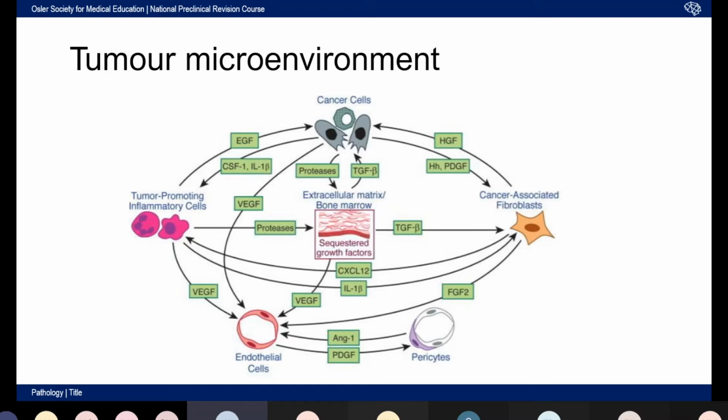So if you note in the center, there are sequestered growth factors in the extracellular matrix that the cancer can access. So an example of how they could access them is if the cancer releases proteases that would break down the extracellular matrix, thereby releasing the growth factors, enabling the tumor cells to grow. But there are lots of important interactions going on.